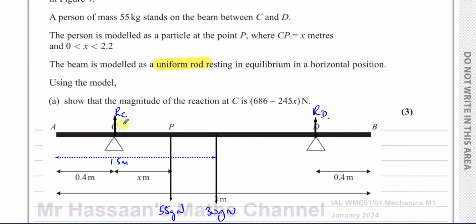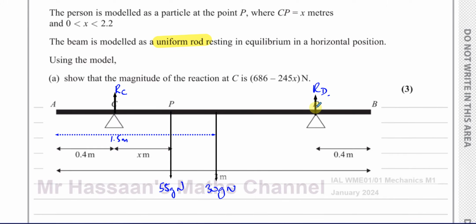So if we want to find the reaction force at C, here we have another unknown force, the reaction force at D. Both of these are unknown forces. So for us to find the reaction force at C, what we should do is take moments about D. If we take moments about D, that will make life very easy for us.